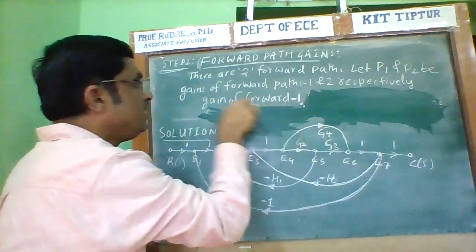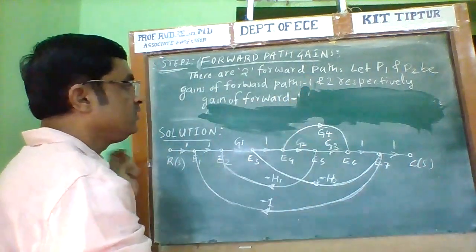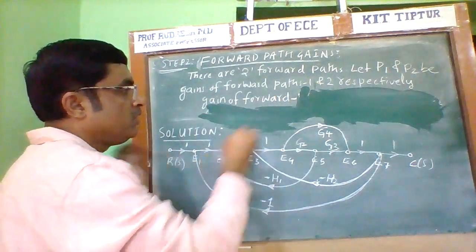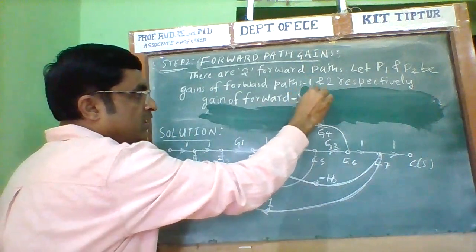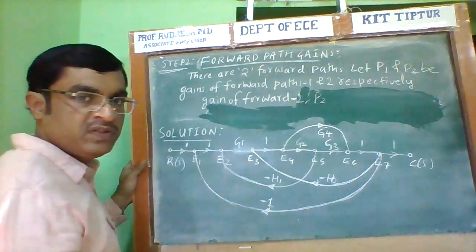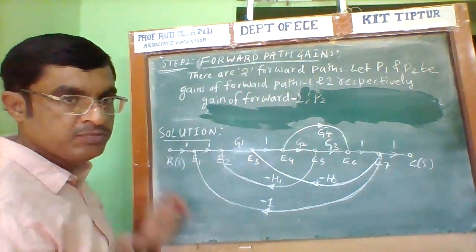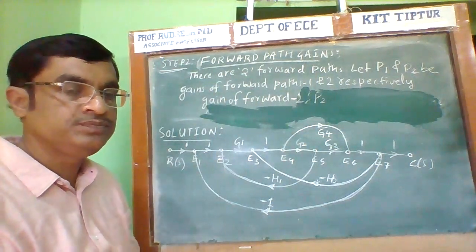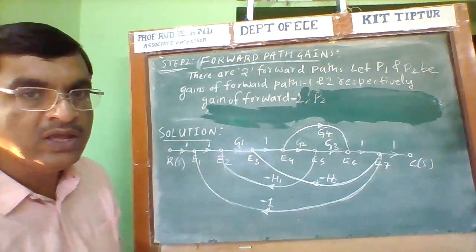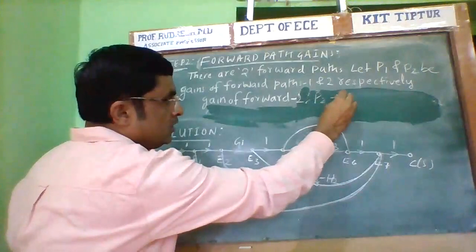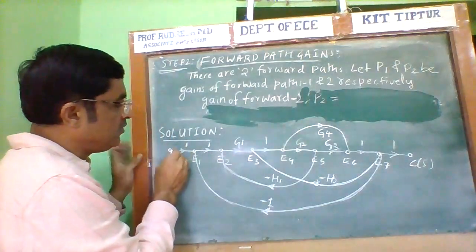We need to calculate the gain of the second forward path. There are two forward paths. The first forward path gain I have calculated. The gain of the second forward path is denoted as P2. Now, what is the gain of the second forward path? Now identify the second path.